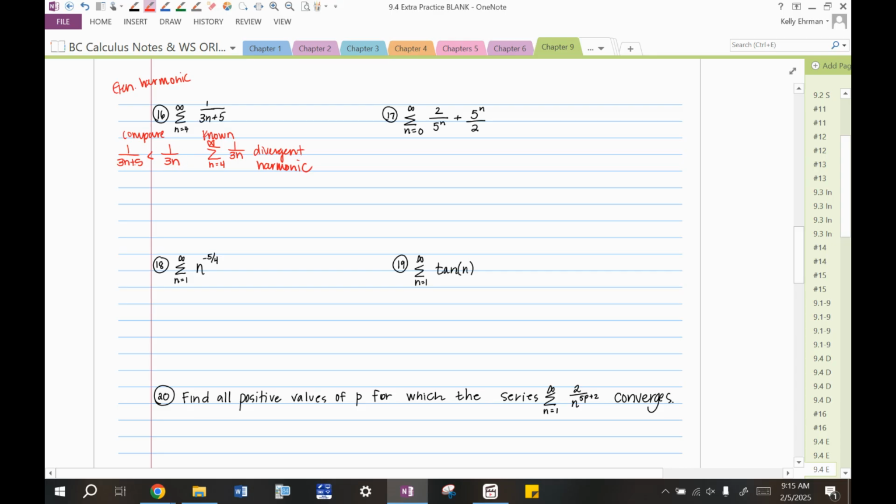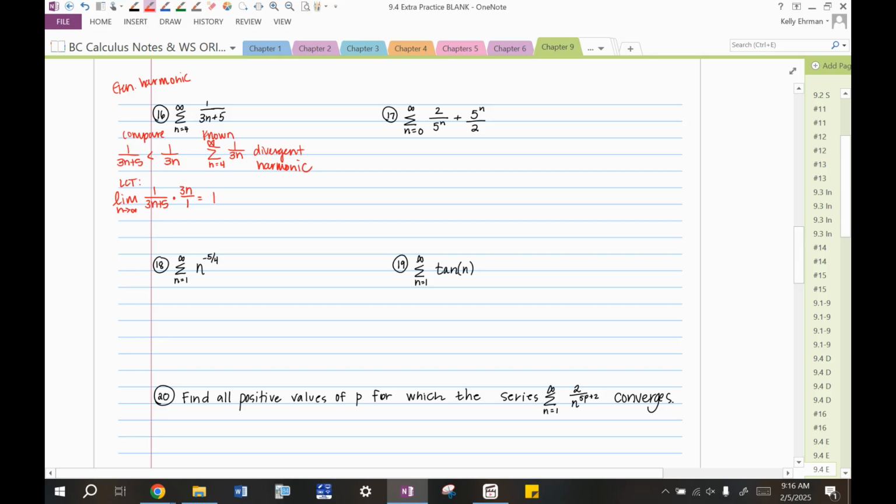So the one that's decreasing, oh no, sorry. The one on top is diverging. So that doesn't tell us about the one that's decreasing faster. So we need to do LCT. So the limit as n approaches infinity of my unknown, 1 over 3n plus 5, divided by my known. Dividing by 1 over 3n is multiplying by 3n over 1.